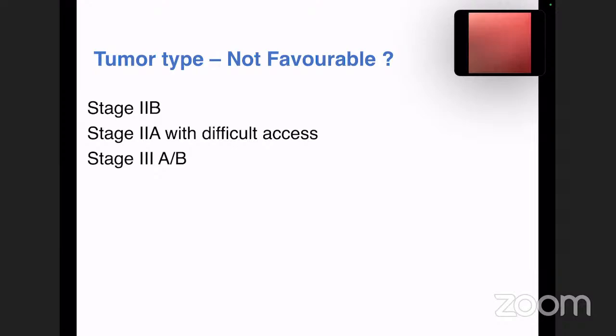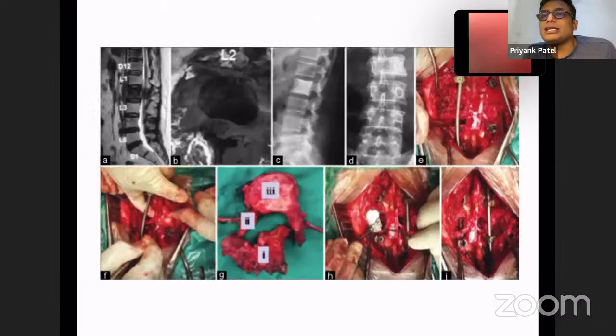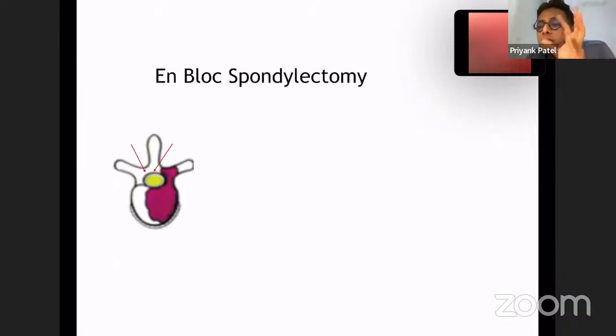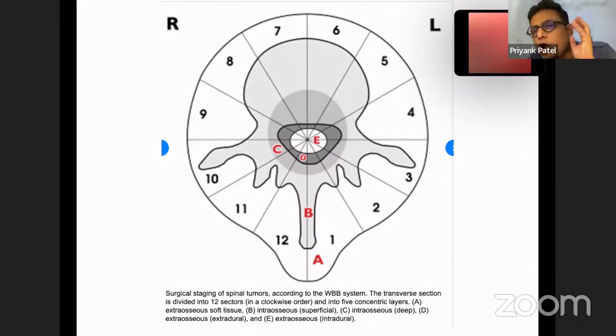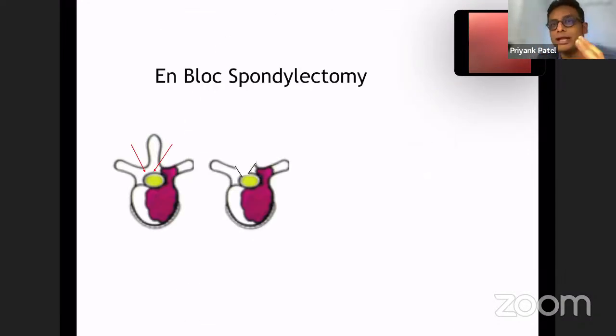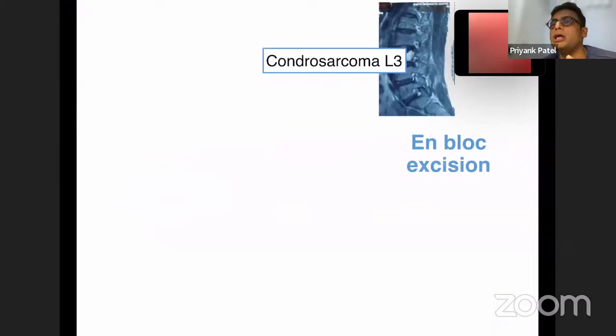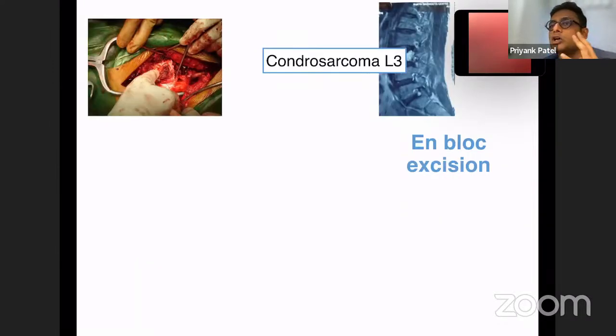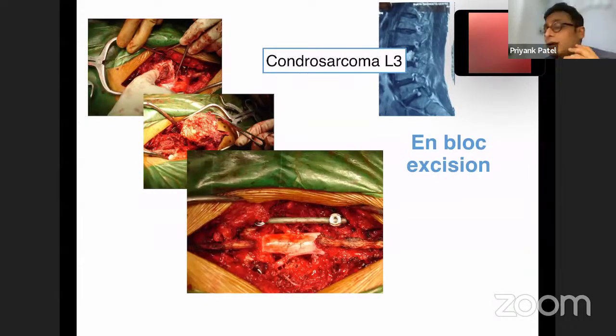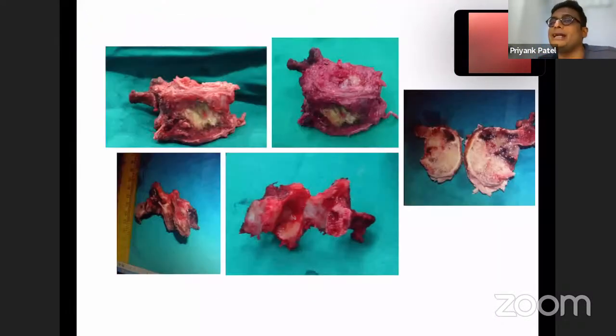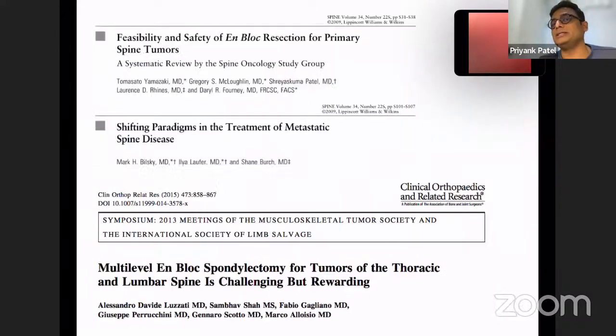What is the full form of WBB? So Weinstein, Boriani, and Biagini is the name. They are the three doctors who have done a lot of work in tumors. They came together. They have been doing en bloc spondylectomies for years together. They compiled all of their en bloc spondylectomies and then came out with a consensus as to what type of tumor needs to be operated by what approach. And that's entirely what WBB classification means.